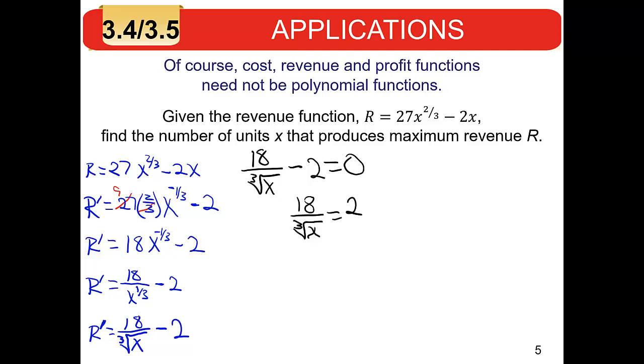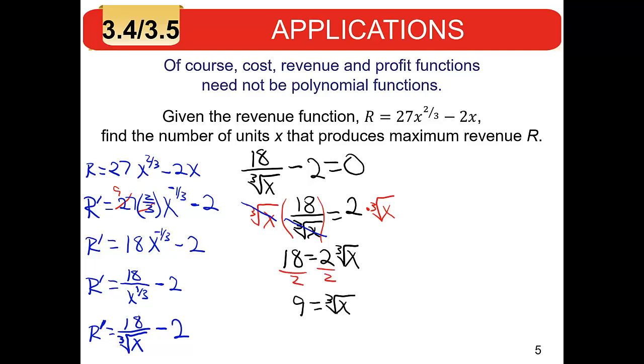Well, you might start off by adding 2 to both sides, but at some point you're going to realize I've got to get rid of that denominator. So I want to multiply both sides by the cube root of x. That will clear the denominator. The cube root of x's will cancel on the left and leave you with 18. So you end up with 18 equals 2 times the cube root of x. If you divide both sides by 2, you'll get 9 is equal to the cube root of x. And to get rid of that cube root, you have to cube both sides. You get 9 cubed, and 9 cubed is 9 times 9 times 9. And that's 729.